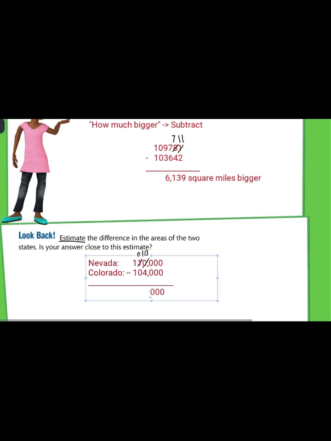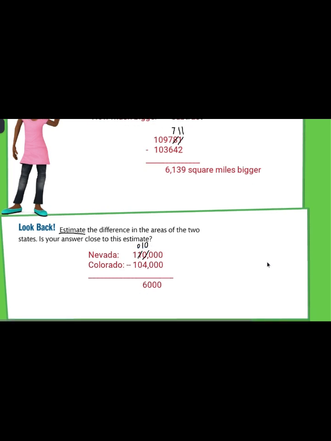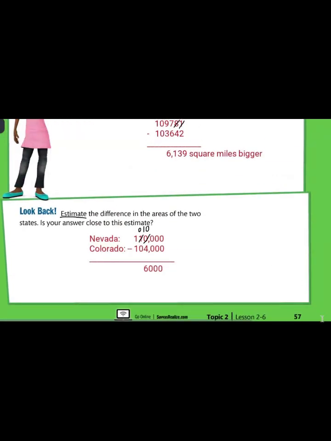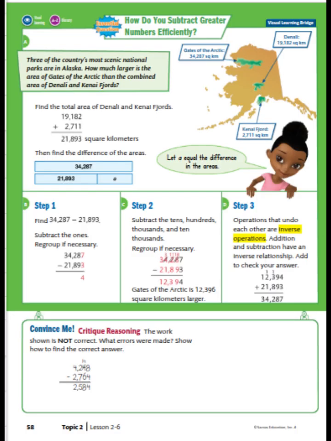And now let's see if I can finish my subtraction. 10 minus 4 is 6. 0 minus 0 is 0. And 1 minus 1 is 0. 6,000 square miles seems to be pretty close to 6,139. Our estimate does prove that our answer is reasonable.